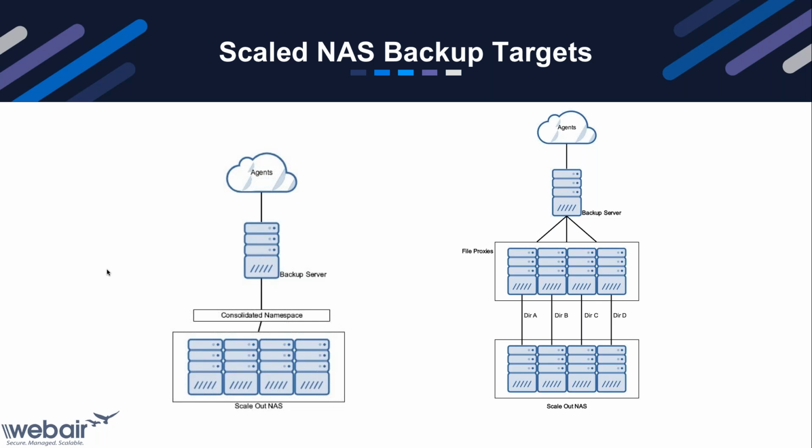So what we found is, if you have a scale-out system like, let's say, an EMC Isilon, create multiple directories, put multiple file proxies in front of each directory, and have your backup stripe across them. And so now you'll get the benefit of the scale-out storage architecture and still be able to utilize the concurrency of all of the CPU and memory of that cluster.